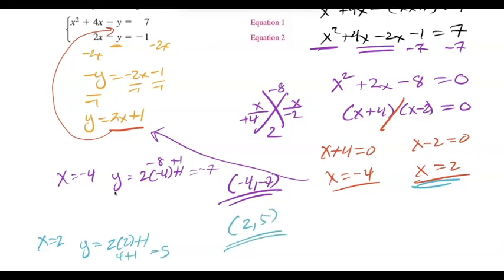If you're wondering why, this is a parabola. If we were to graph that, I would get some type of parabola, and then I have a line. They cross at two spots. That's how it works. Okay.